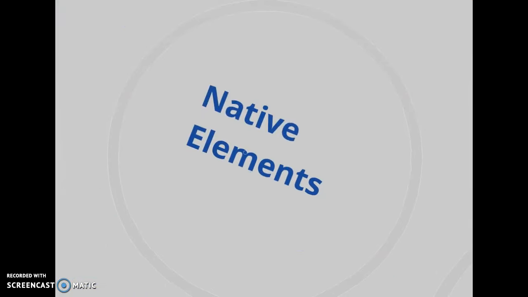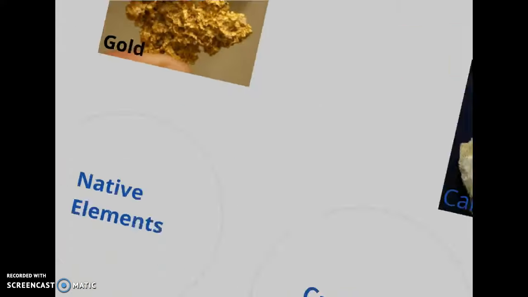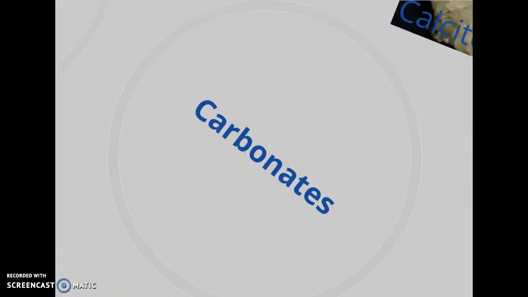Simply, native elements are on the periodic table. So gold, silver, diamond, sulfur, they contain 1 single element, not a compound, which again is 2 or more elements that are combined together. The third group is the carbonates.